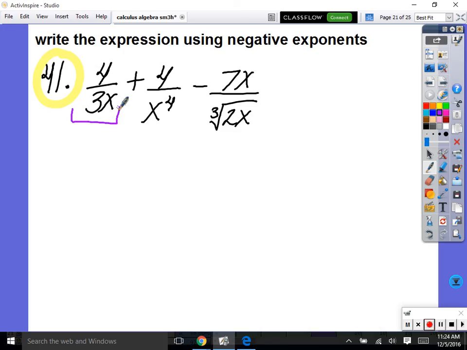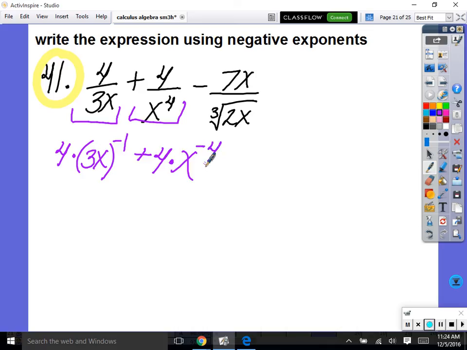So let's just focus on this section. That's 4 times parentheses 3 and x to the negative 1. True? Let's now focus on this section. Now, nothing more simplifies here. We're just going to leave it, or else we'll end up back here. And then we have plus 4 times x to the negative 4 for that section.